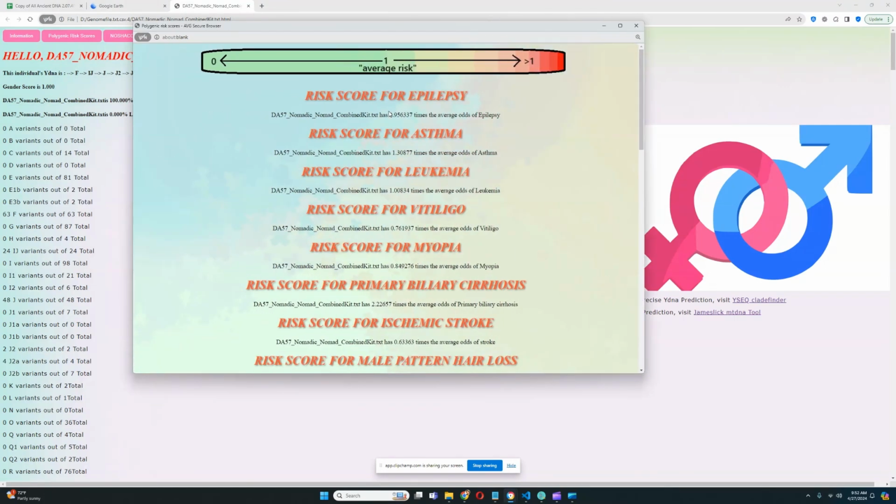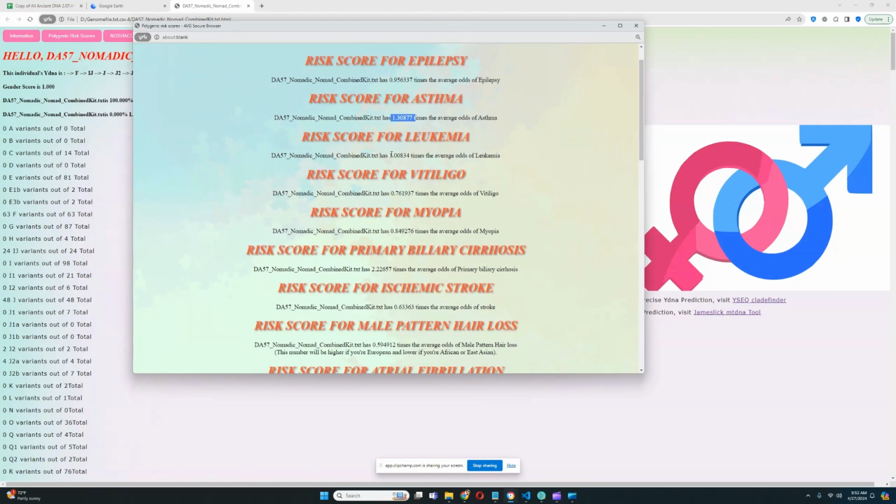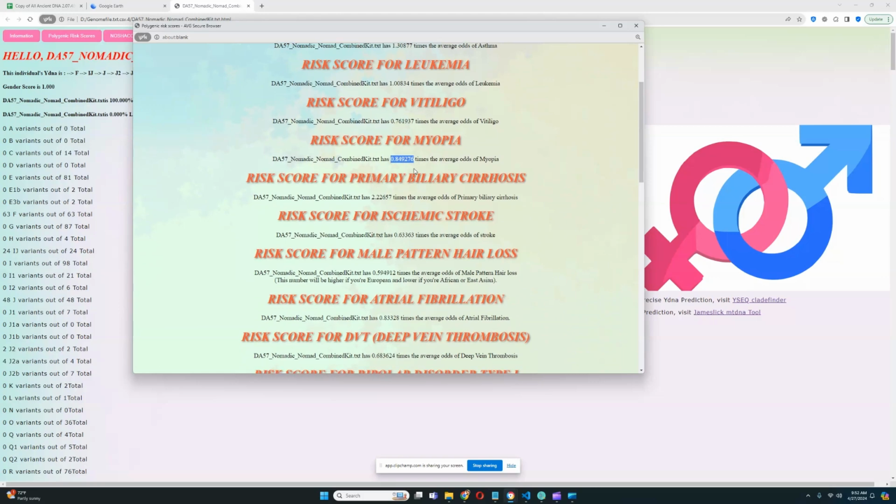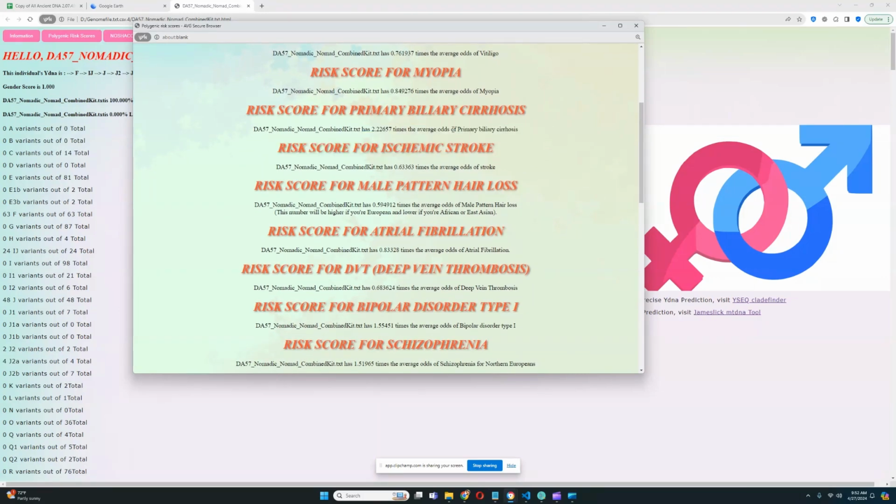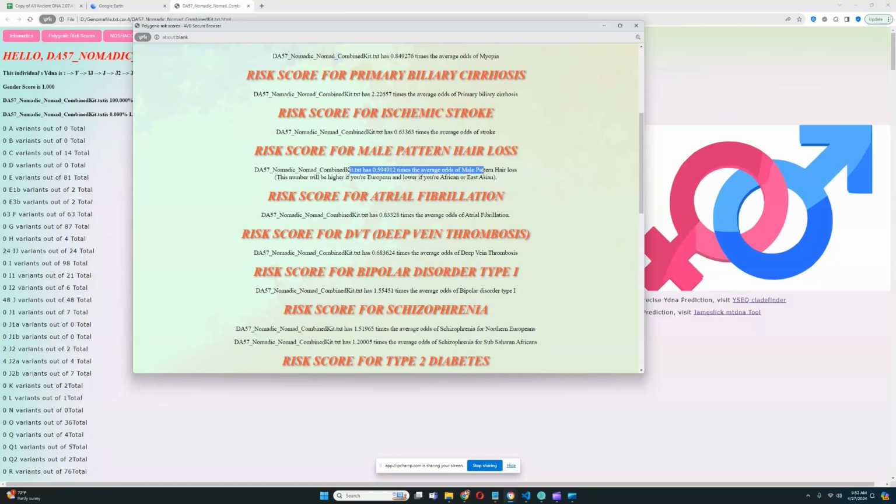So it looks like they have an average score for epilepsy, an above average score for asthma, an average score for leukemia, below average score for vitiligo, below average score for myopia, a very high score for primary biliary cirrhosis, a below average score for stroke, a very low score for male pattern hair loss, which is not so surprising because this individual is not a European, and people who are not Europeans tend to have lower scores for male pattern hair loss.